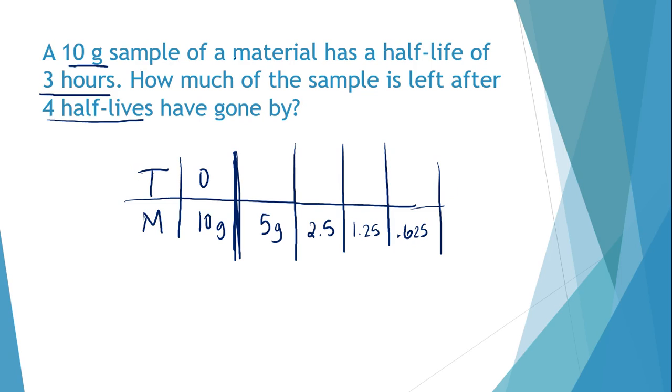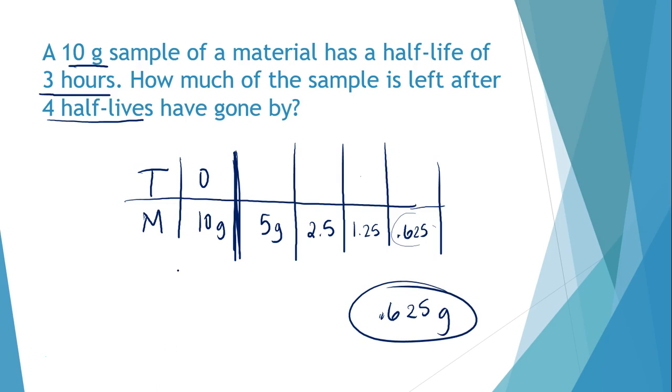I can. It tells me it's 3 hours, so I can go in here and I can put 3, 6, 9, 12, but it's not asking me for how much time has gone by. It asks me how much of the sample is left. So, there's multiple ways to tweak this. Right here's my answer. So the answer to this is 0.625 grams are left.